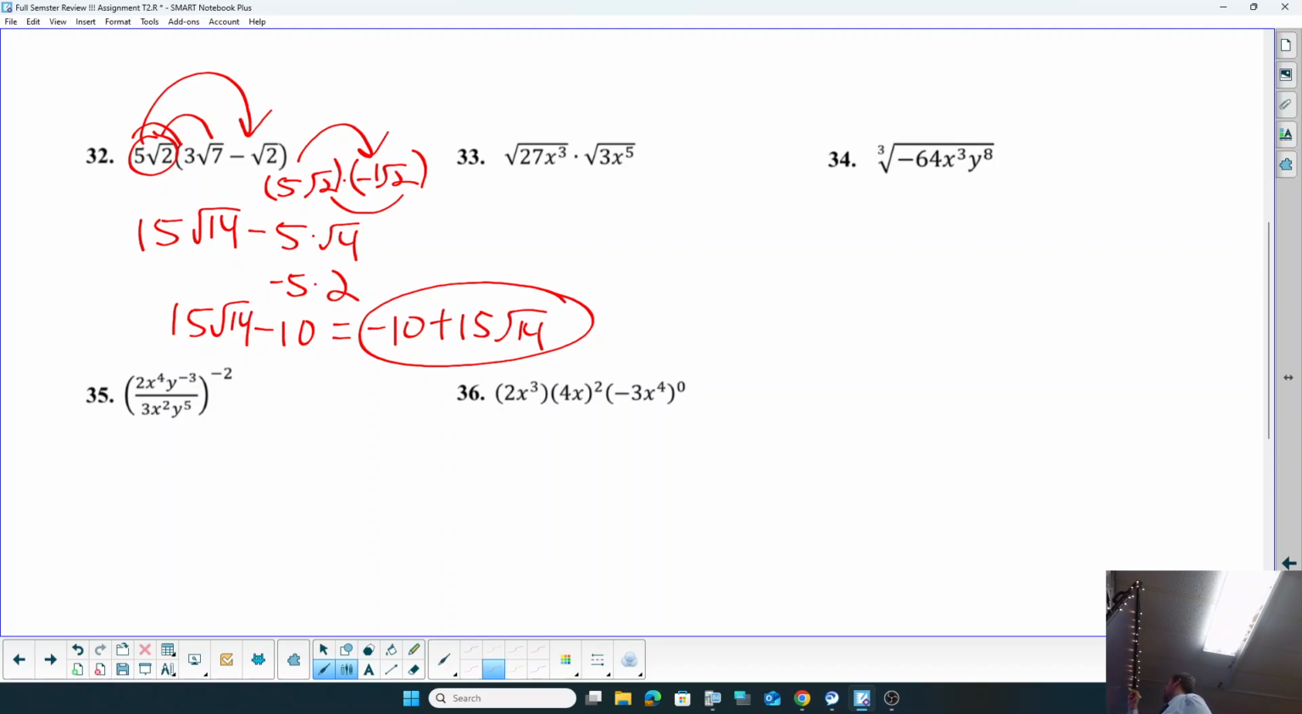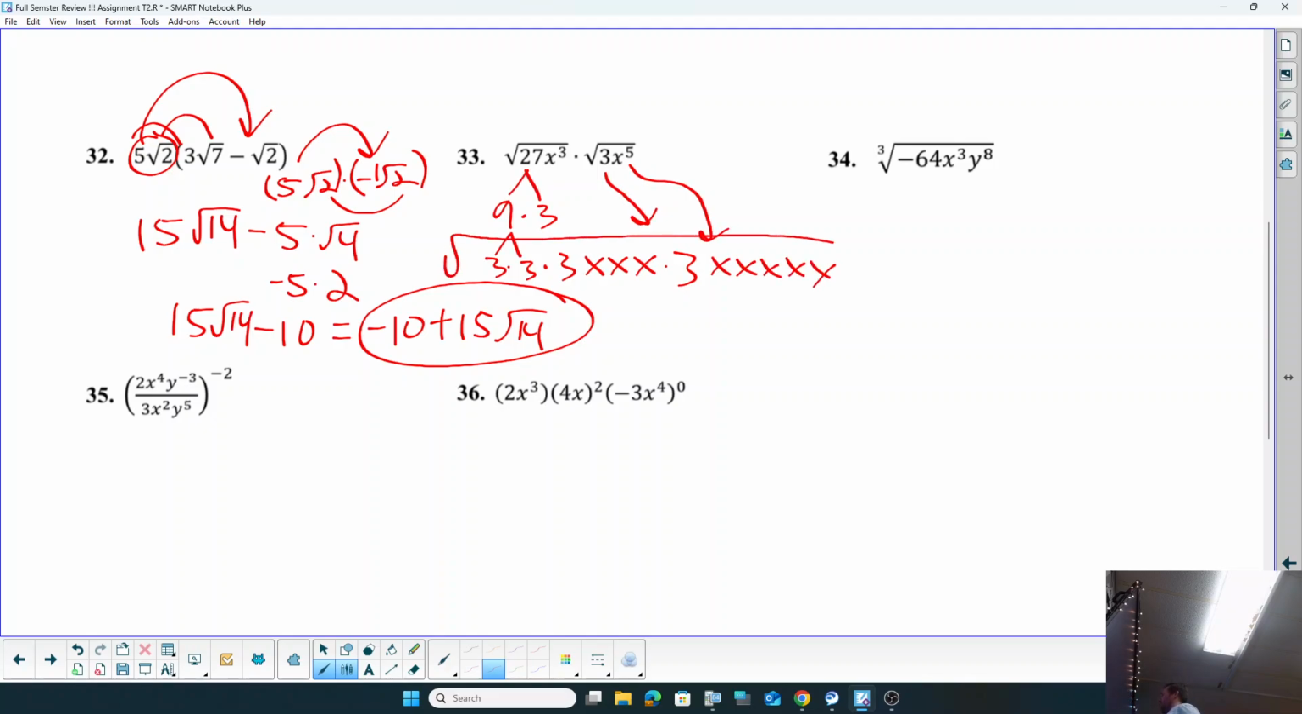Okay, this is kind of a tricky one. I would just break it down. Break it down: 9 times 3, break it down. 3 times 3. All underneath the radical, right? All underneath the radical, we got another 3. All underneath the radical, we got 5 more x's.